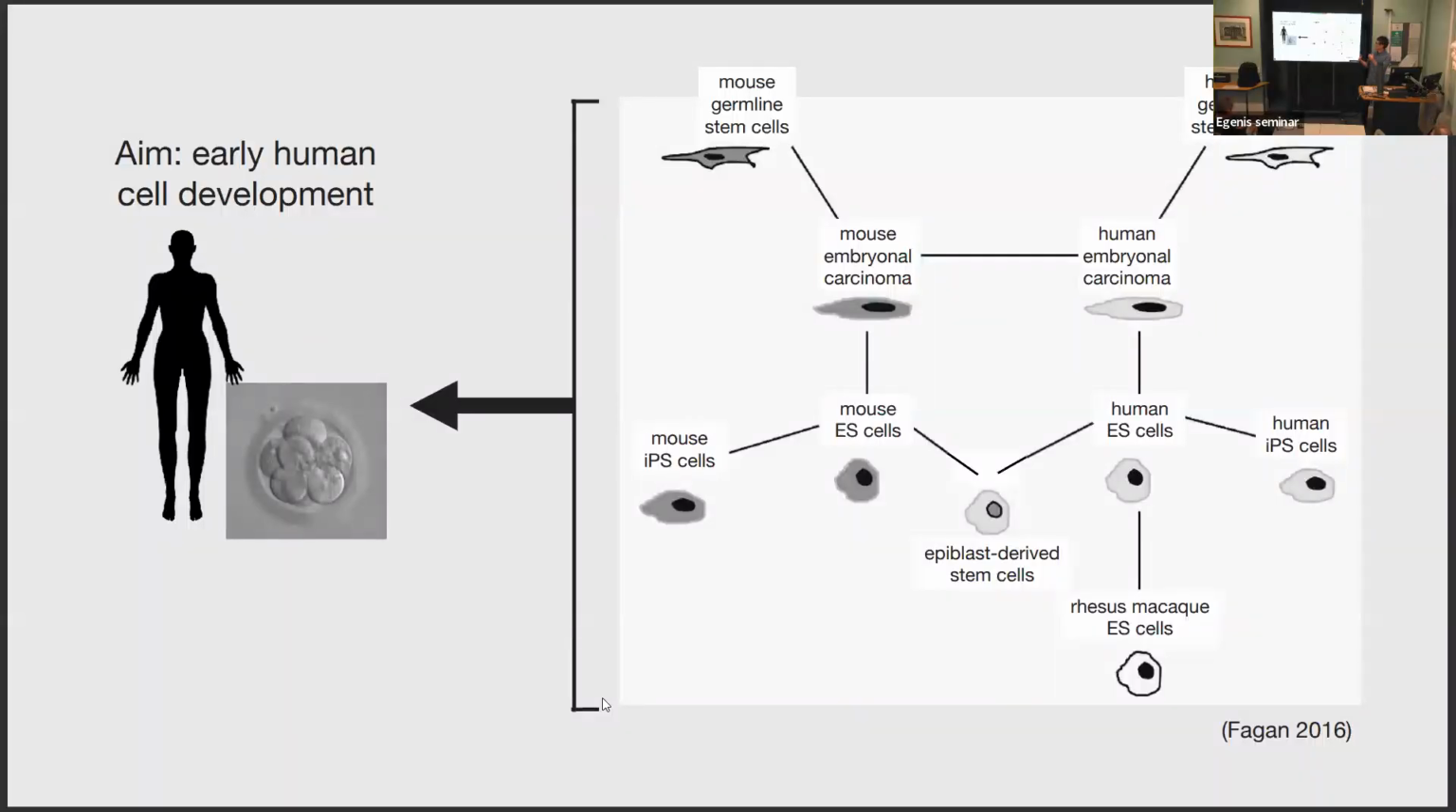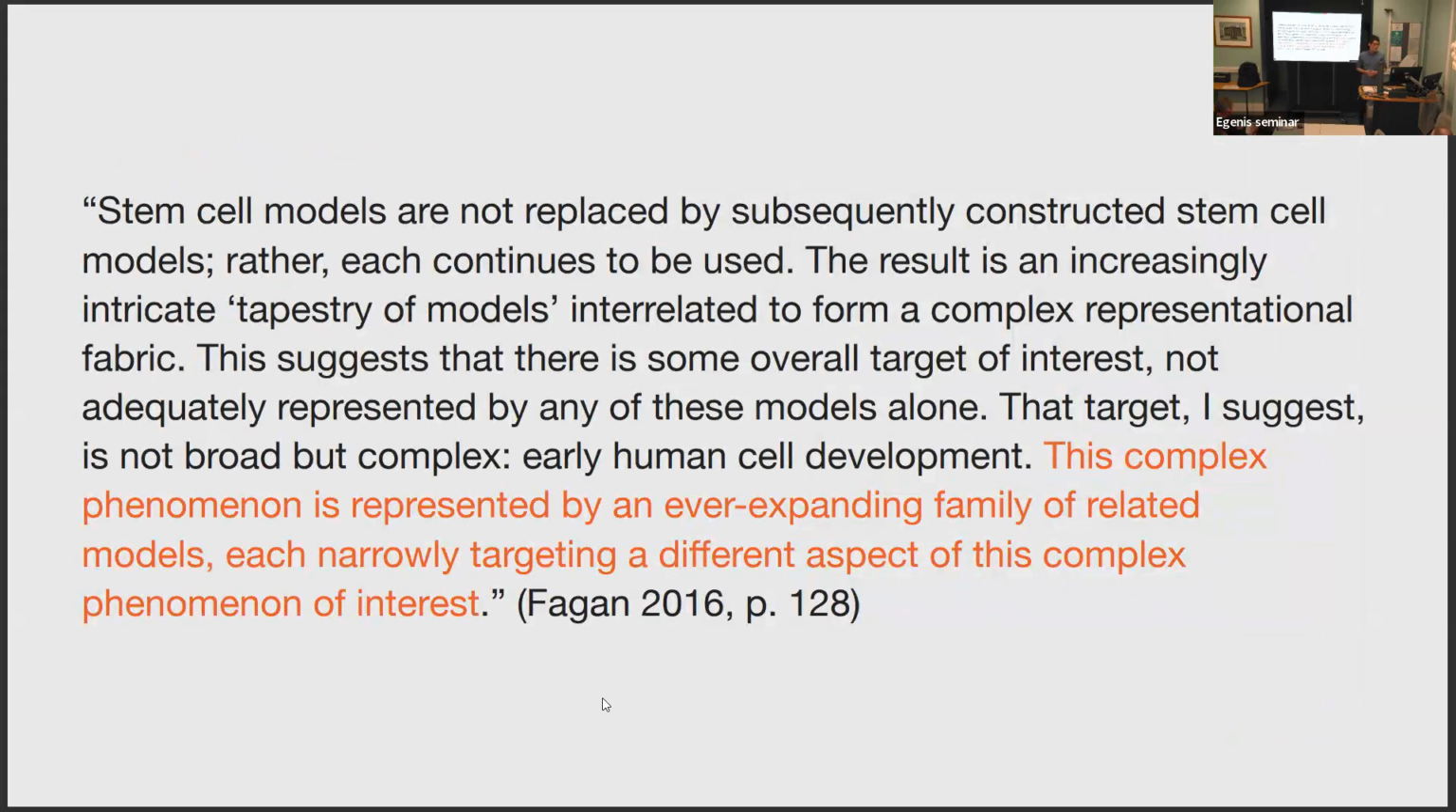In this process, researchers have generated new stem cell lines by importing protocols from existing stem cell cultures, and existing stem cell lines were also used as a contrast. How to say, newly established stem cell lines were evaluated and characterized in comparison with already established stem cell lines, things like that. So Fagan argues that stem cell models are not replaced by subsequently constructed stem cell models. Rather, each continues to be used. The result is an increasingly intricate tapestry of models interrelated to form a complex representational fabric.